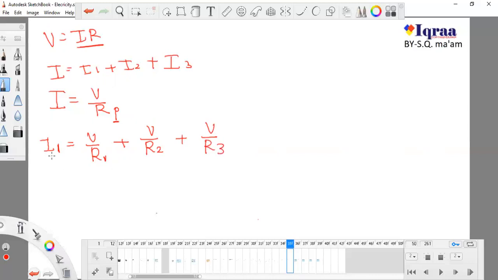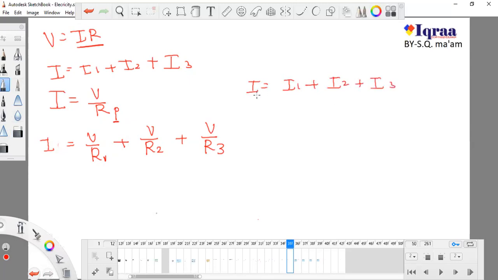That is the value of my current. Now I can cancel out this. And if I want to take the value of I, then the value of I is again V by R. So if I don't cancel out, suppose, I can write I is equal to I1 plus I2 plus I3.